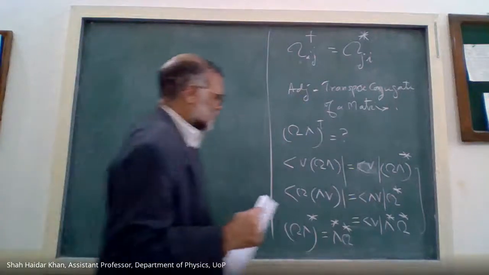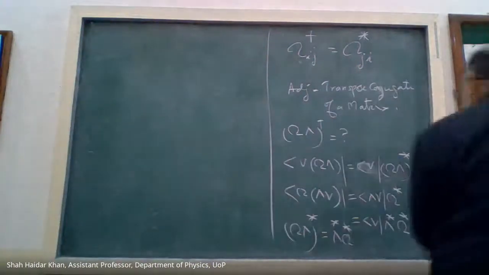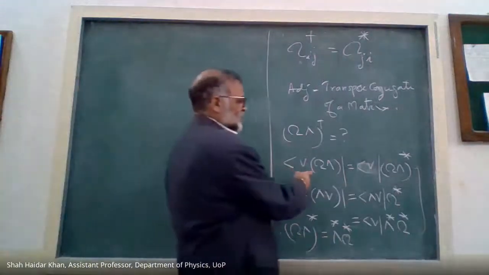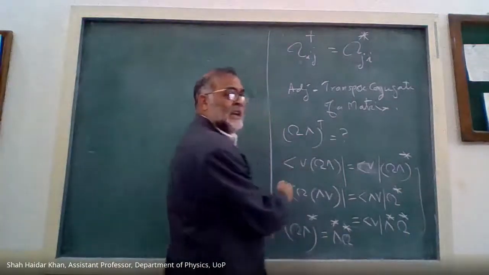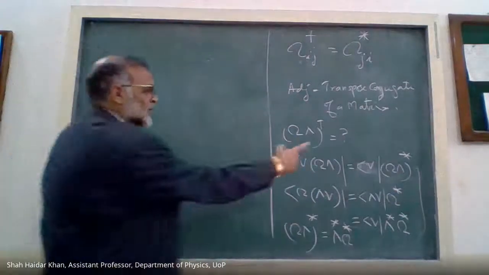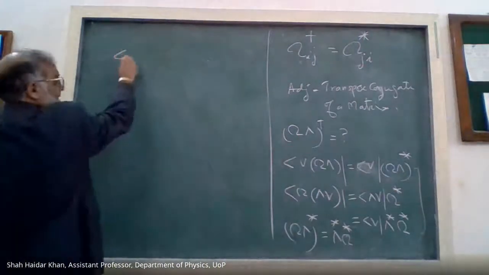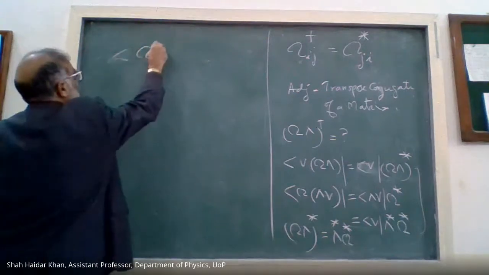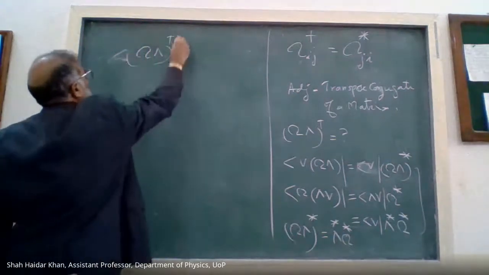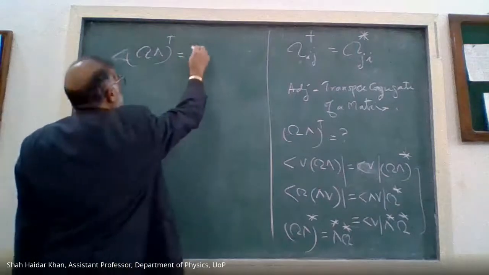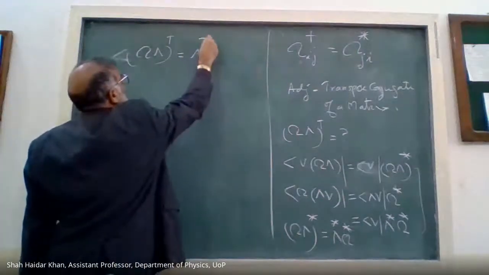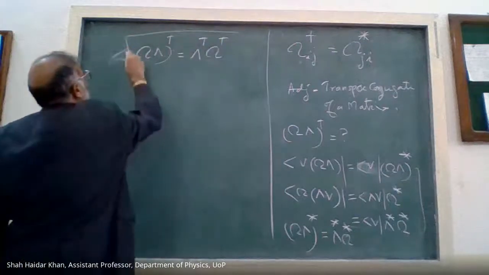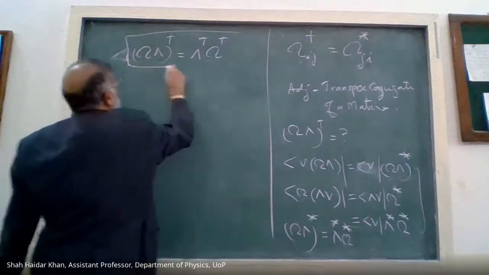Similarly, that was for a complex number, but for an operator it can be extended in the same way. We take what omega lambda bigger will be equal to lambda bigger and omega bigger. So you should remember this.